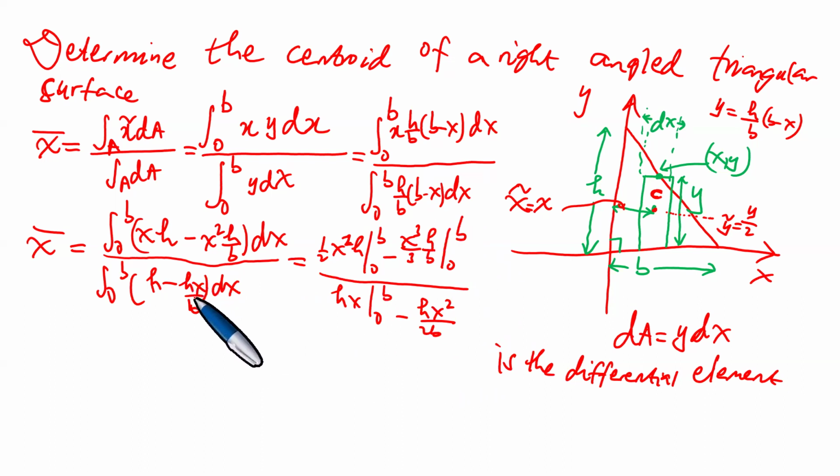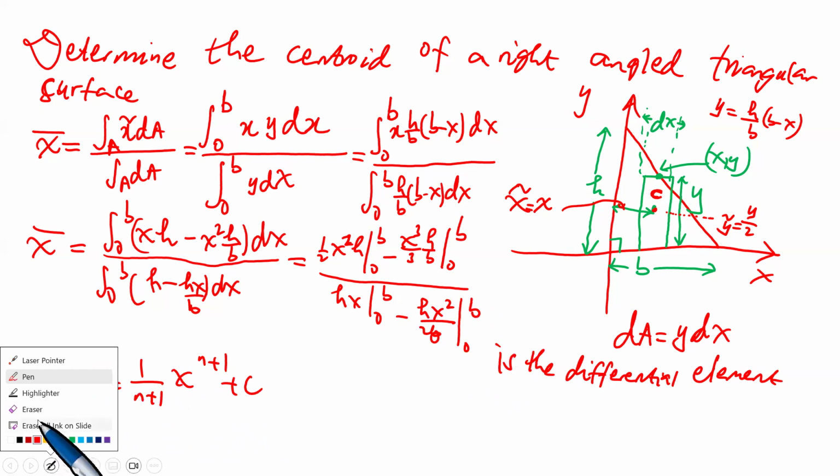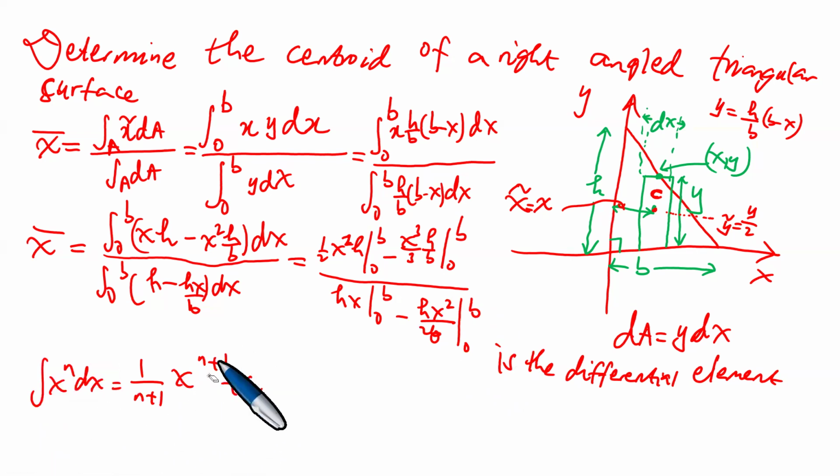If you integrate x, remember that the integral of x to the power n is 1 over n plus 1, x to the power n plus 1, plus c. So we use that fact here. And so now this is the integral from 0 to b. And then we continue.